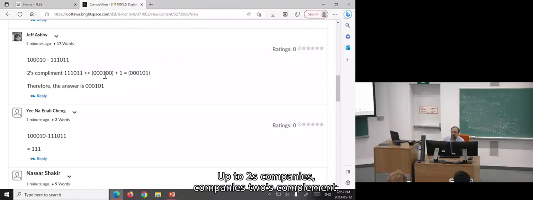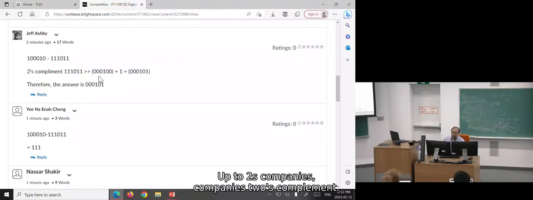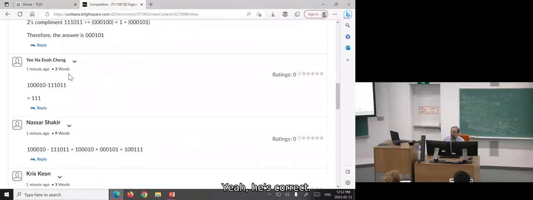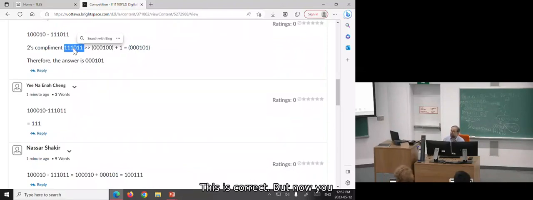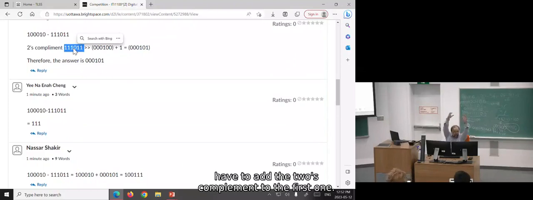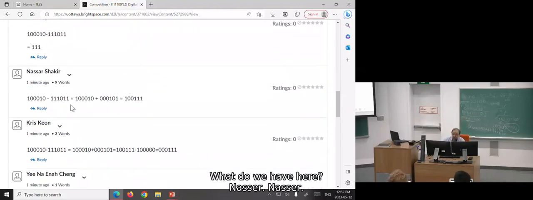You were right up to 2's complementing. Yeah, it is correct. You add 1. So this is the 2's complement of this. This is correct. But now you have to add the 2's complement to the first one to calculate the subtraction. Let's see what we have here.